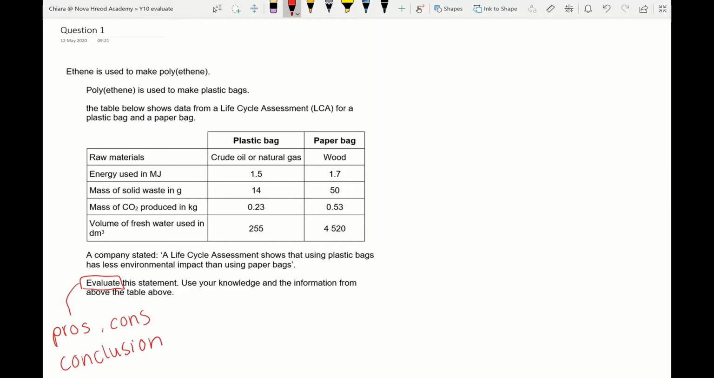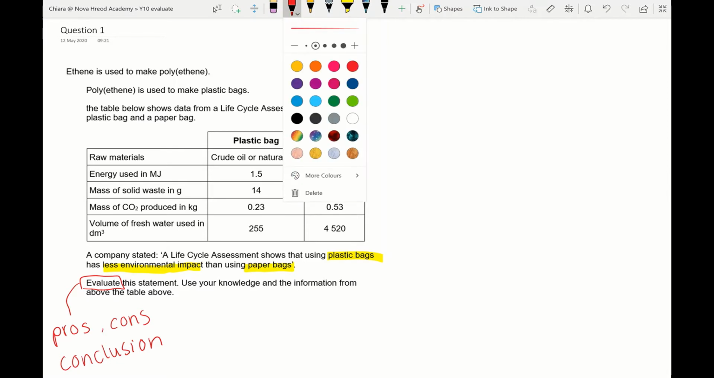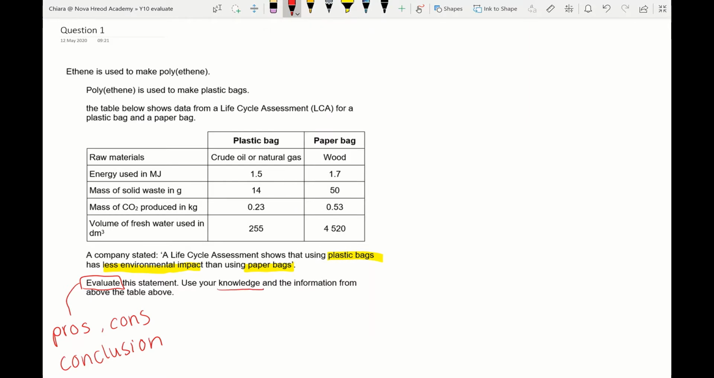So you want to know whether the plastic bag has got a lesser environmental impact compared to the paper bag. Right, and the question also wants us to use our knowledge and the information. So not only are we using what's given to us in this table here, we also need to think about what we already know about plastic bags and paper bags and apply everything that we've learned throughout this topic. Okay, so let's have a look at the actual table first. And this is a 6-mark question, by the way.